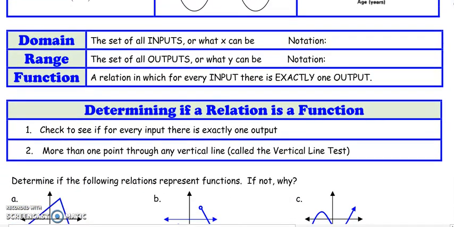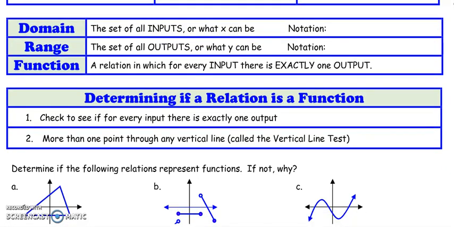A couple things that you should know. A domain is the set of all inputs, or what X can be. And there is a notation for this. So like in this case, the domain is whatever's happening there. Like we would write things in here, what X can be. And then there's also range. So it's all of your outputs, or what Y can be. And of course your range, write your stuff in here. There you go.